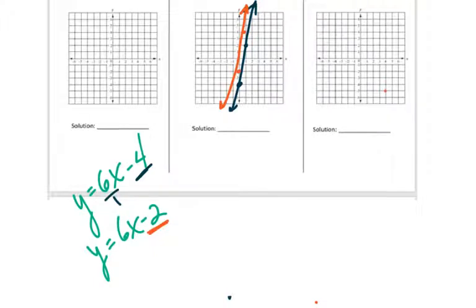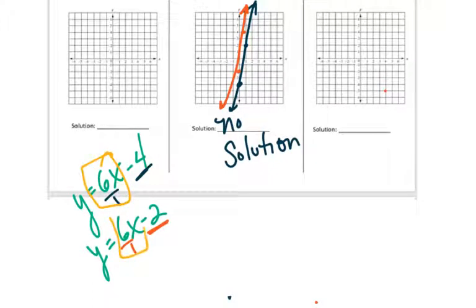So what happens here is these lines are never going to touch, so we write no solution. The reason why they don't touch is because they had the same slope. Lines with the same slope but different y-intercepts means that they're never going to touch. No solution. Very easy. So go ahead and try the rest of these. You are solving for y, graphing the lines, and seeing where they intersect. Very easy day.